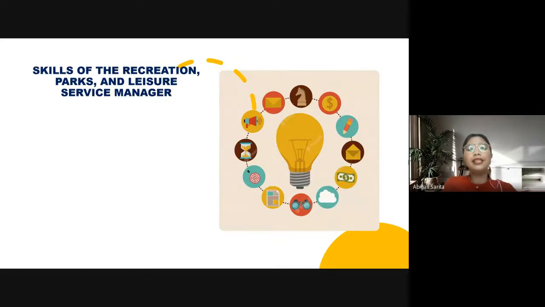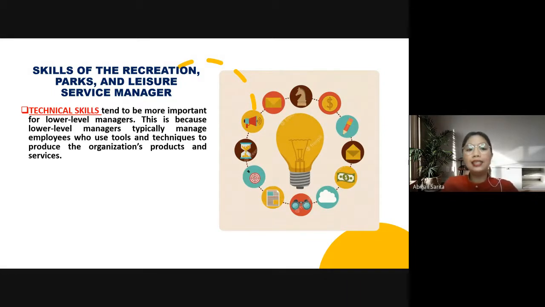Now, what are the skills of the recreations, parks and leisure service manager? Ano yung mga skills na dapat meron ka pag nagtatrabaho ka sa mga recreational and leisure facilities? Una, technical skills. These tend to be more important for lower level managers. Pag sinabing technical skills, alam mo paano paganahin or patakbuhin yung mga equipments, yung mga machines sa organization. Alam mo, nasa parks ka. Paano patakbuhin yung roller coaster? Paano patakbuhin yung bump car? So, technical skills yun about machineries and equipment.